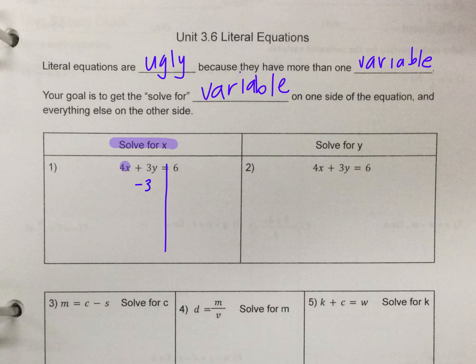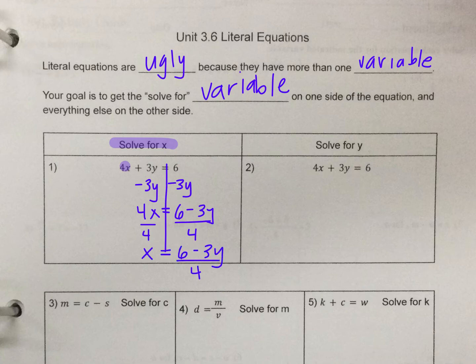So I'm going to first get the 3y gone. 4x equals 6, I can't put a 6 and a 3y together, so I'm just going to do it like that. Then I got to divide by 4. X equals 6 minus 3y divided by 4. So that would be your answer. So I told you they were going to be ugly.